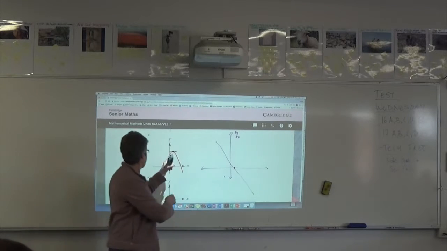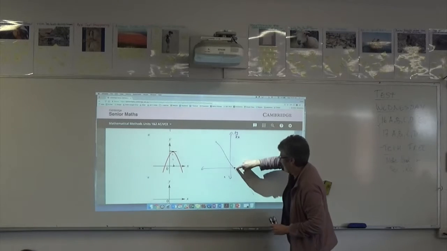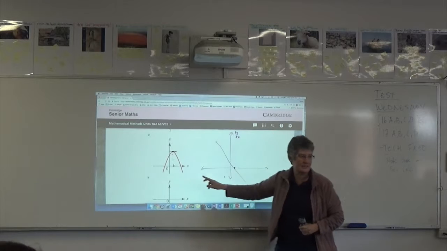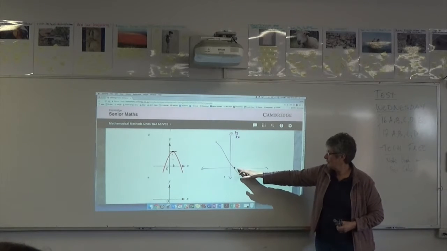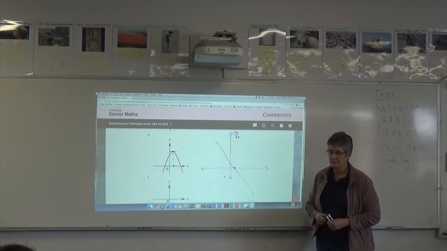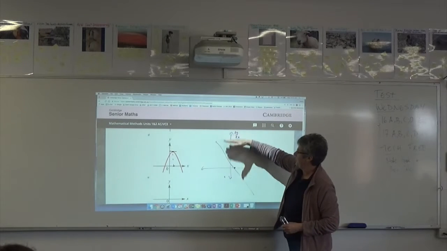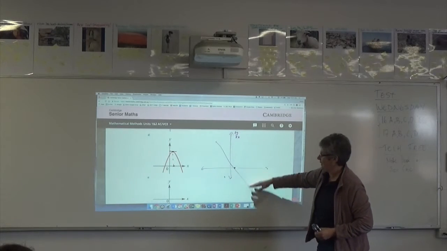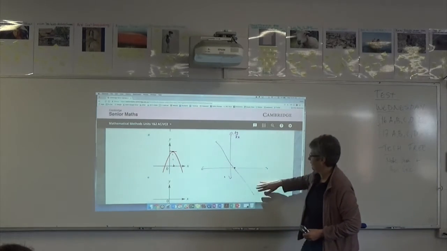So can you see I'm matching that 0 with that 0. So it's at roughly the same point where the x is. So 0 at that point there. This is a positive gradient, that's a positive gradient. This is a negative gradient, it's a negative gradient, okay?